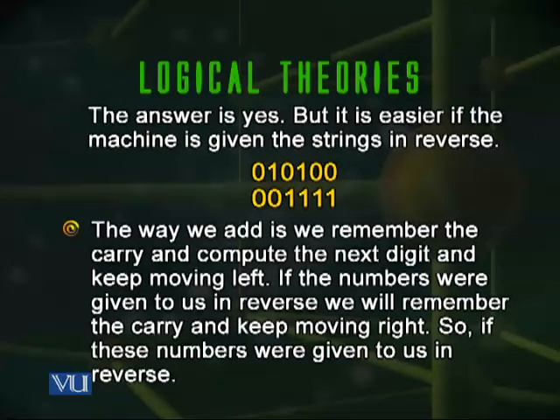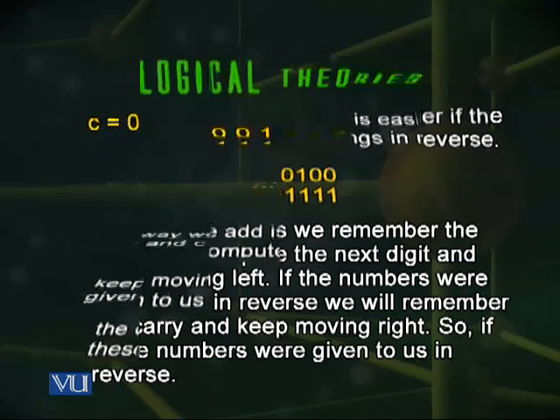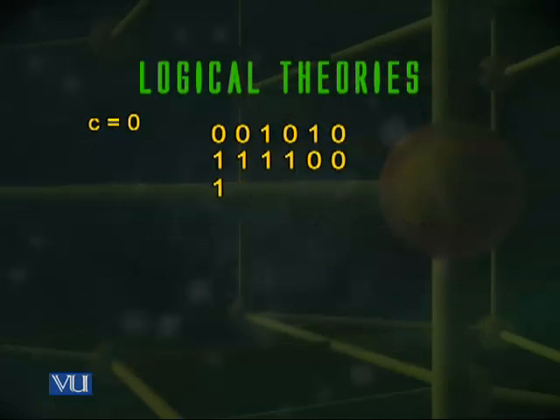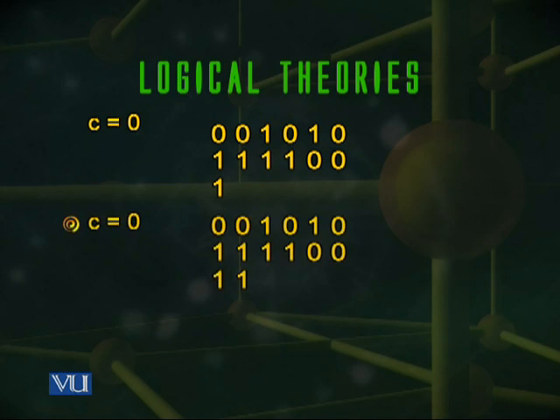Adding is a very simple algorithm. If the numbers were given to us in reverse, we will remember the carry and keep moving to the right. So if these numbers were given to us in reverse, then this is how I would add them. First, I will set the carry to be 0 and work on the first bit. The first bit of x is 0 and the first bit of y is 1. So they add to 1 and the carry is still 0. The second bit of x is 0 and the second bit of y is 1. So they add to 1 and once again there is no carry.